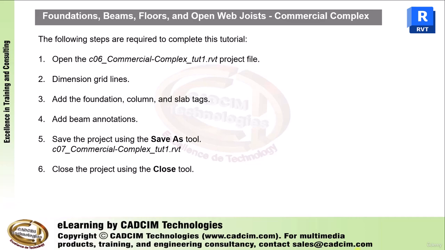Then, after knowing the different project parameters and project specifications, we are going to follow the steps that are required to complete this tutorial. Number 1. Open the C06 Commercial Complex Tut1.rvt project file. Then, dimension grid lines. Add the foundation, column and slab tags. Add beam annotations. Then, save the project using the Save As tool and close the project using the Close tool.